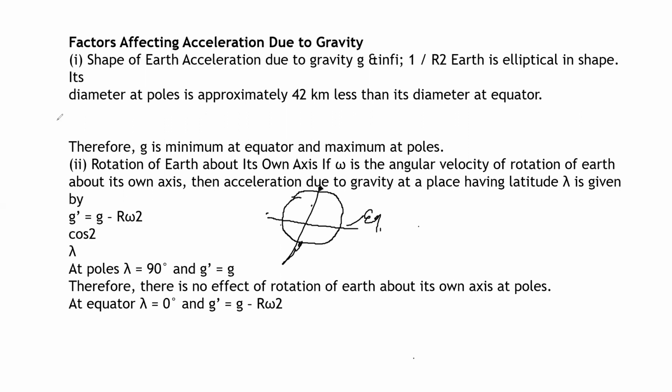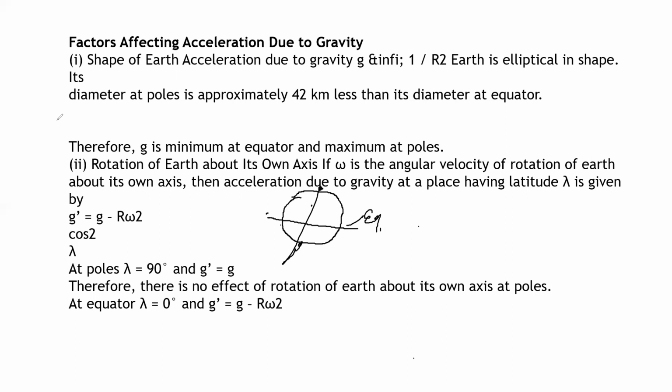If you consider the equatorial radius, it is about 42 kilometers greater than the polar radius. Here it is written that the earth is elliptical in shape. The diameter at the poles is approximately 42 kilometers less than its diameter at the equator, which means the equator diameter is more than the poles' diameter. Therefore, what we can say is, here they have given the statement that g is minimum at the equator and maximum at the poles.